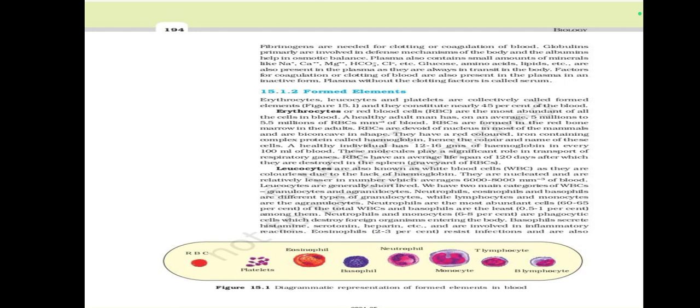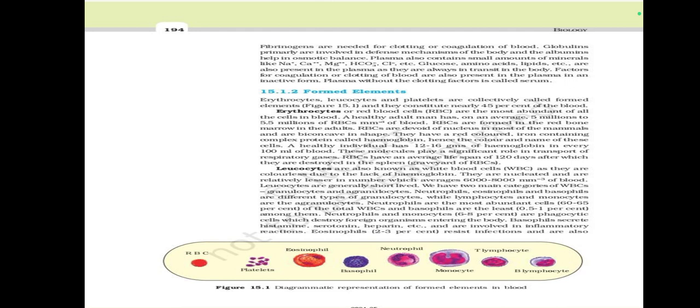Formed elements: erythrocytes, leukocytes, and platelets are collectively called the formed elements, Figure 15.1, and they constitute nearly 45% of the blood. Erythrocytes or red blood cells, RBC, are the most abundant of all the cells in blood. A healthy adult man has on an average 5 million to 5.5 million RBCs per cubic millimeter of blood.